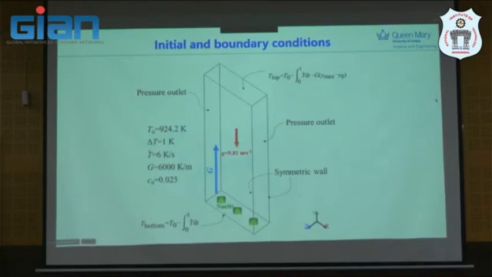There are 3 nuclei at the bottom of the simulation domain, and also we will apply a thermal gradient of 6,000 K per meter. And the left wall and the right wall are pressure outlets. And this is the initial temperature and the cooling rate of this simulation.